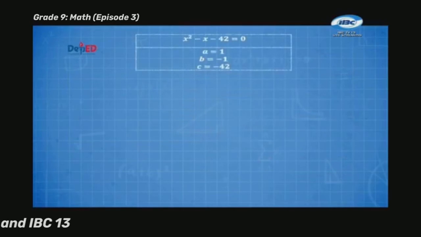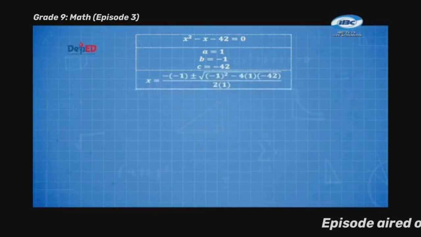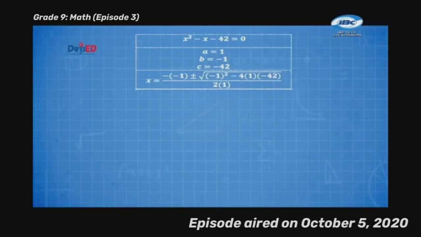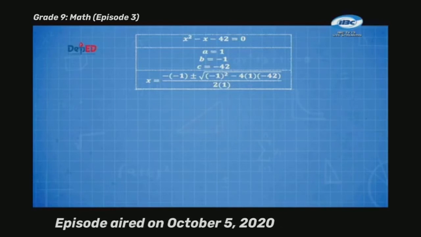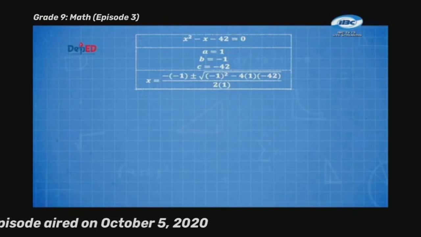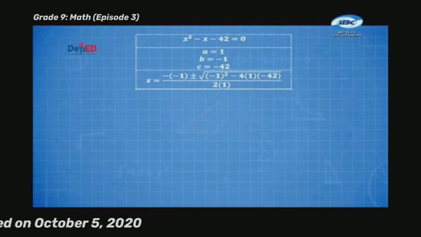Let's now solve the second equation in the second pair, which is x squared minus x minus 42 equals 0, where a is 1, b is negative 1, and c is negative 42. x equals the negative of negative 1 plus minus the square root of the quantity, the square of negative 1, decreased by the product of 4, 1, and negative 42 all over 2 times 1. After substituting the values of the coefficients in the formula, we simplify.